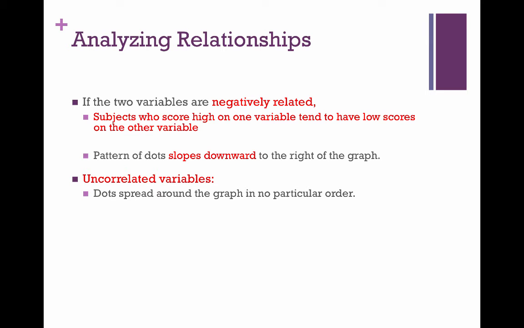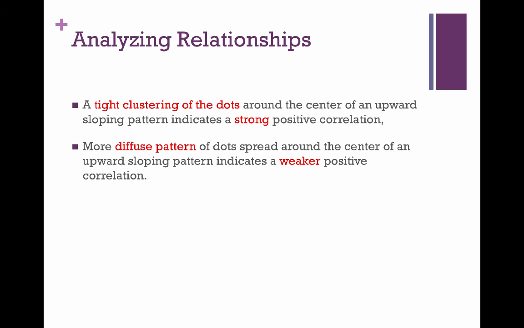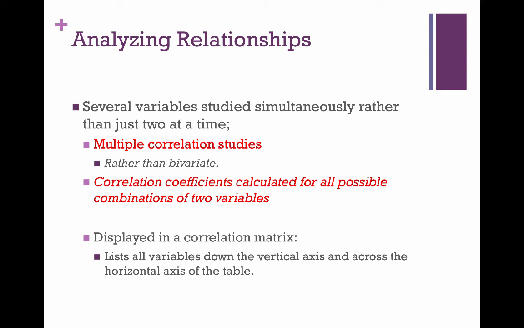If the two variables are negatively related, the subjects who score high on one variable tend to have low scores on the other variable, and it slopes downward. A tight cluster of dots equals a strong correlation. A diffuse pattern is a weaker correlation. Several variables could be studied simultaneously rather than just two at a time, so you could do multiple correlation studies. You can have correlation coefficients calculated for all possible combinations of two variables, and then you could display it in a matrix.